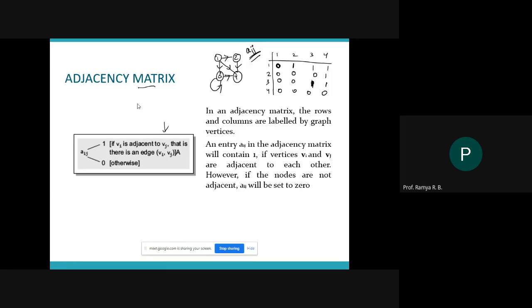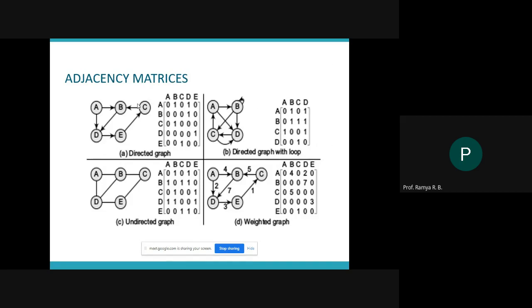So this is adjacency matrix representation. Different types of graphs have different adjacency matrices, right? Right now this is a directed graph, so this is the corresponding adjacency matrix representation for this directed graph.